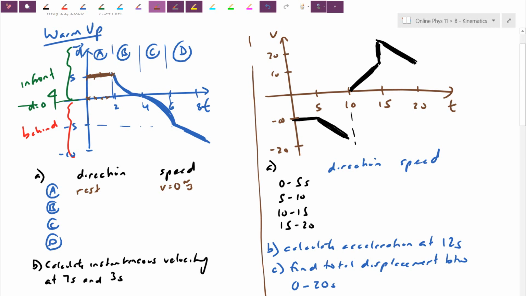What about between 2 and 4 seconds in segment B here? Well, at 2 seconds, I was at 5 meters. A little bit later, I might be at 3 meters. A little bit later, I might be at 2 meters. I'm at 1 meter, right? As I'm getting closer and closer to the flag, that must mean I'm going backwards. So my direction is actually backwards.